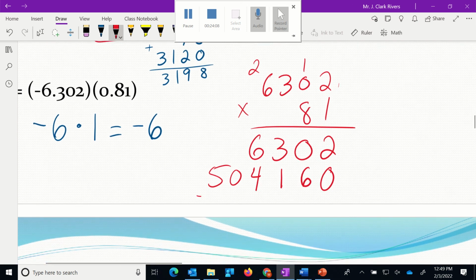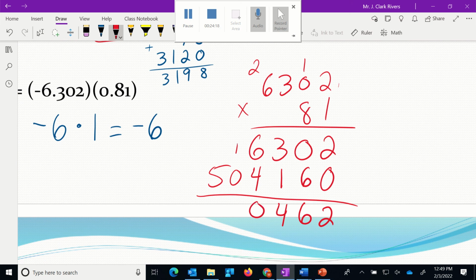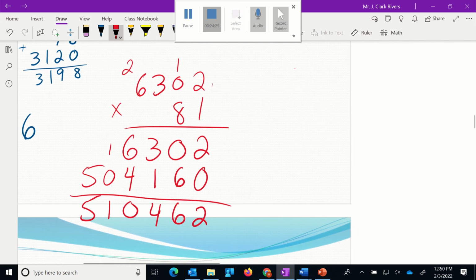And now we add. 2 plus 0 is 2. 0 plus 6 is 6. 3 plus 1 is 4. 6 plus 4 is 10. Carry the 1. 1 plus 0 is 1. And then 5. So now I'm going to jot down 5. Let me do some blue.